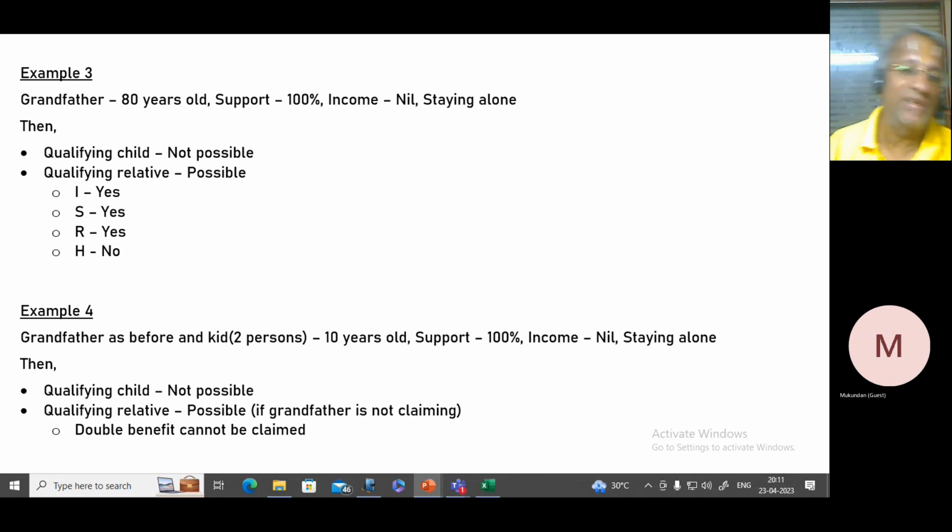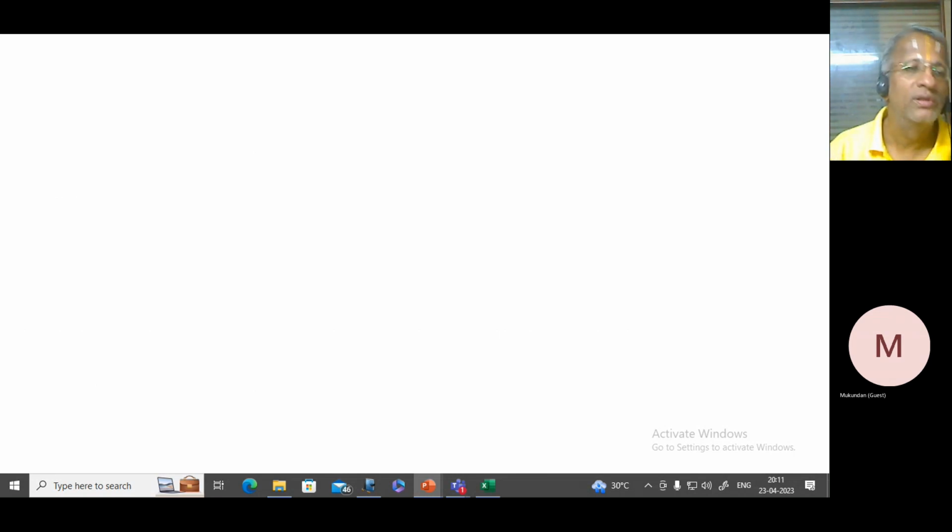So there is always a chance that the grandfather is not claiming. Of course, he may not be claiming because his income is nil. Though I've just given a doubt-clarifying stand, when income is nil, how is that? He would have claimed, and double benefit cannot be claimed. That is, one particular person cannot be considered a qualifying child by two different taxpayers. That is the underlying point. Shall we proceed to the next one?